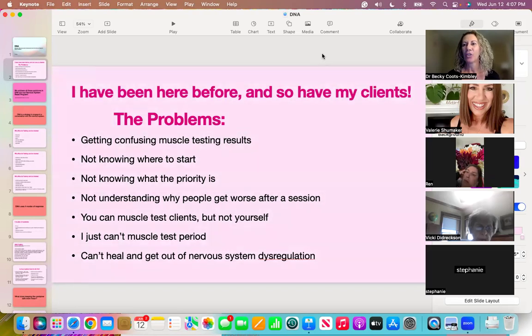But muscle testing is super confusing for a lot of people. How many people have actually felt worse after having an appointment with a chiropractor or PT? Maybe you've had some emotion work done and left feeling worse. Maybe you get confusing results when you're muscle testing. Maybe you just don't know where to start or even how to do it. There can be a lot of confusion with muscle testing, and that's what we're going to clear up today.